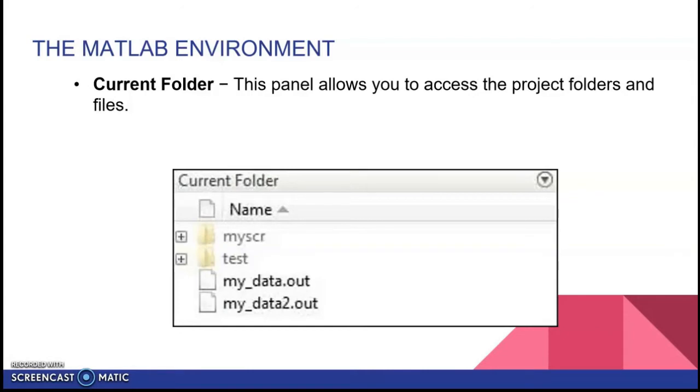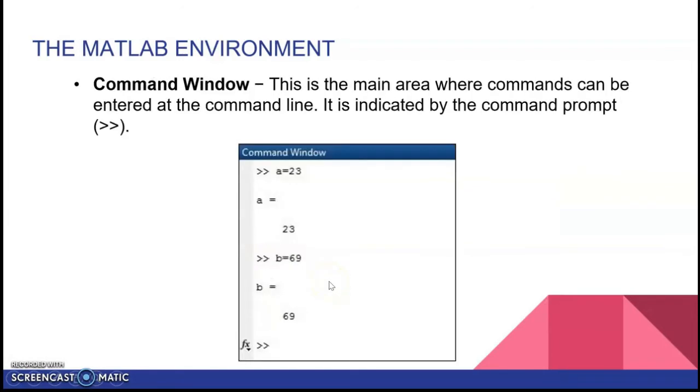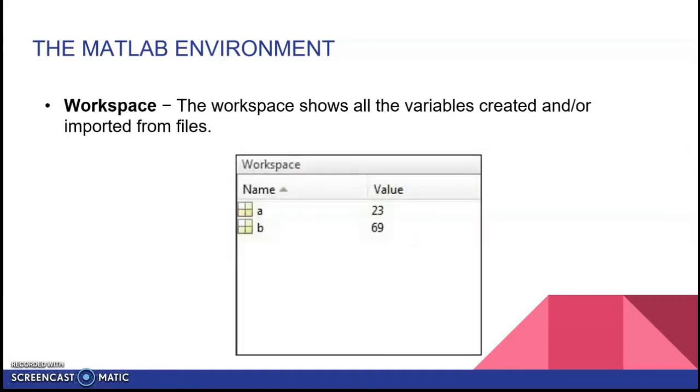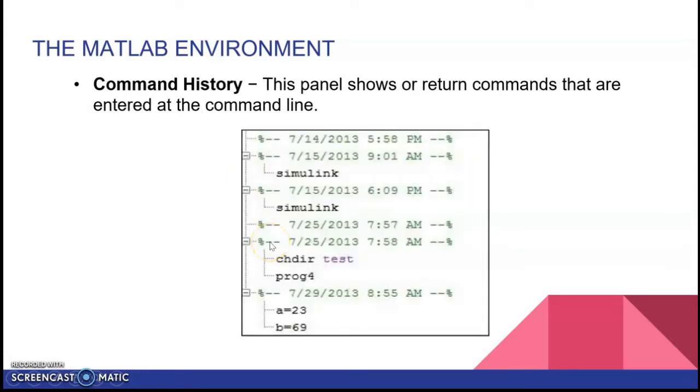Current folder. This panel allows you to access all the project folders and files. Command window. This is the main area where commands can be entered at the command line. It is indicated by the command prompt. Workspace. The workspace shows all the variables created and/or imported from the files. Command history. This panel shows or returns commands that are entered at the command line.